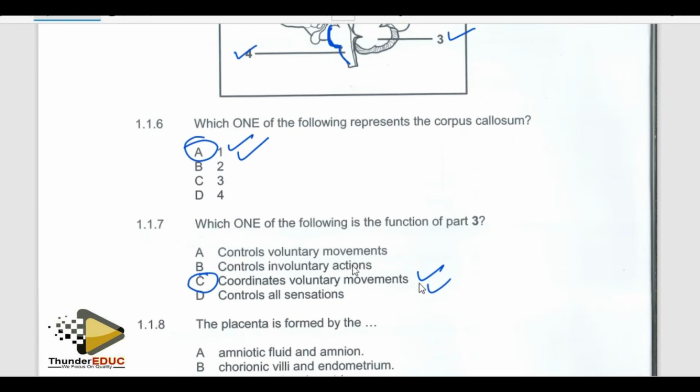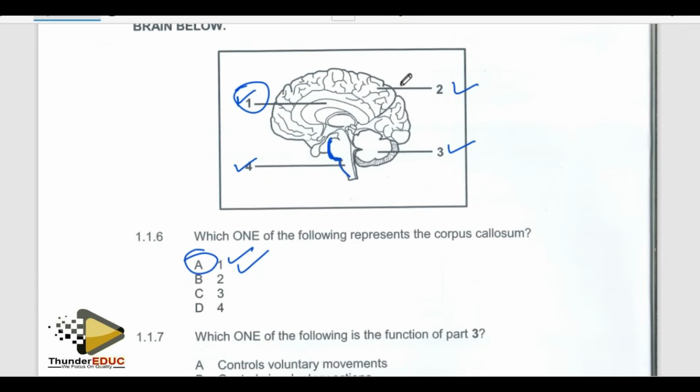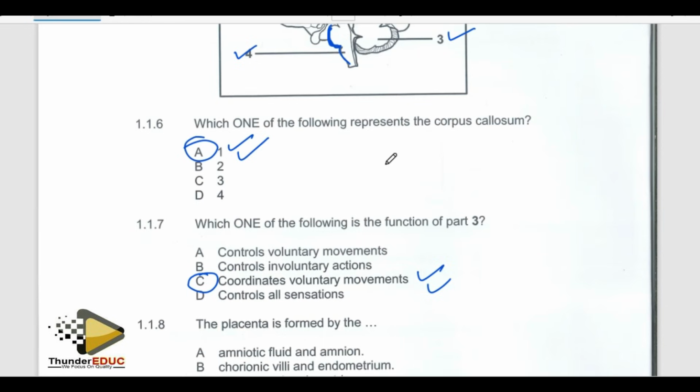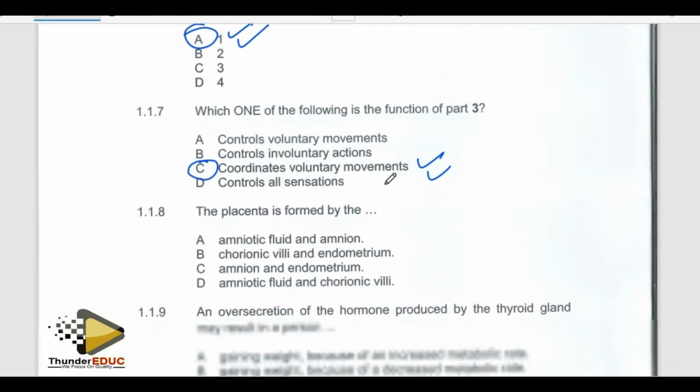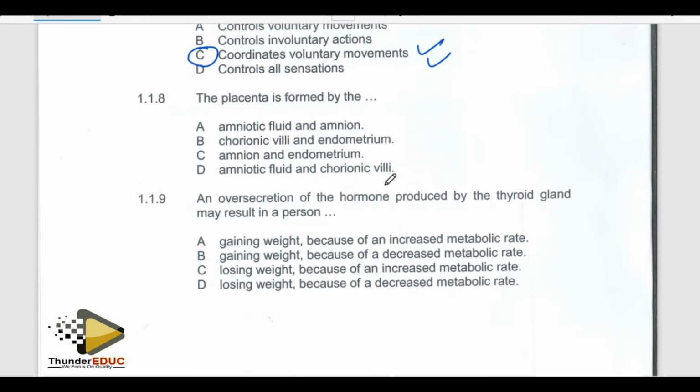Controls voluntary, involuntary actions. That's not the function of cerebellum. That's the function of medulla oblongata. Controls all sensation. Receives and interprets all sensations is done by number 2. So the actual answer here becomes C. Coordinates all voluntary movements. Placenta is formed by. There is a video which I created, and it was showing you the animation of the placenta and how it forms.